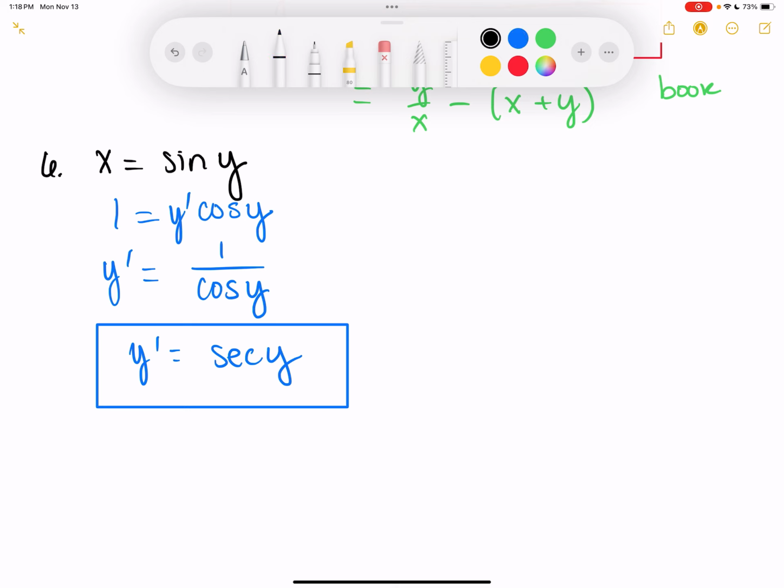Don't get him started. Number 8: x plus sine of y is equal to xy.